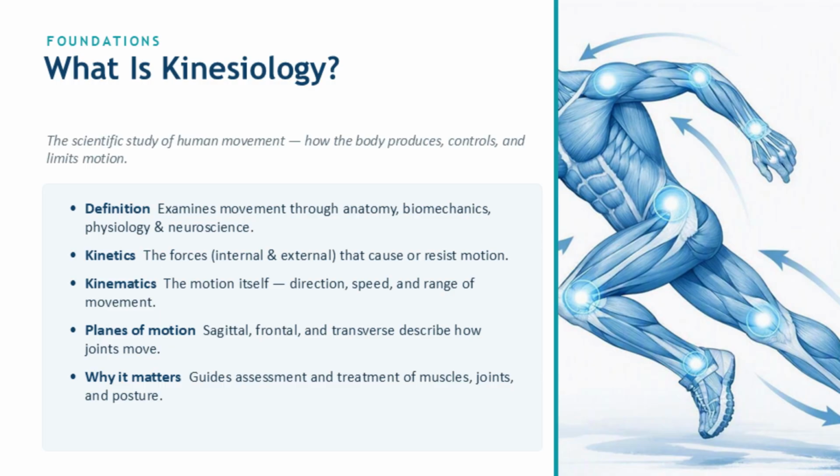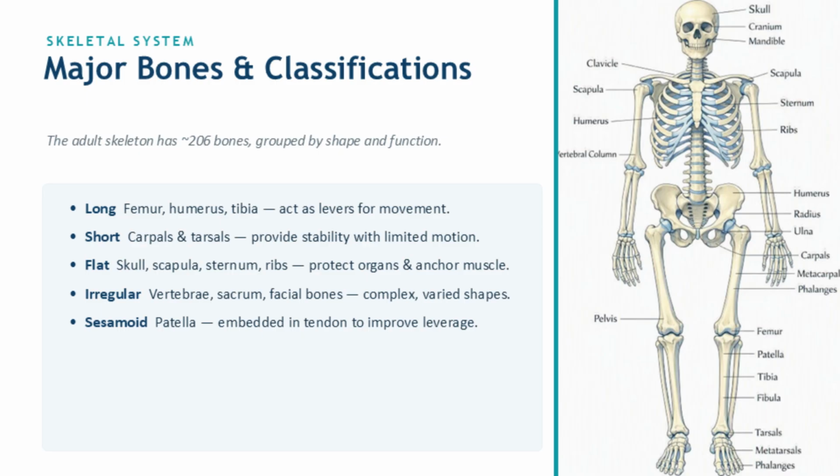Now that we understand the study of movement, let's examine the skeletal framework that makes movement possible. Major bones and classifications. The skeletal system serves as the body's framework, providing support, protection, and attachment points for muscles. The adult skeleton contains approximately 206 bones, each designed to perform specific functions. Long bones act as levers that allow movement. Short bones provide stability and support.